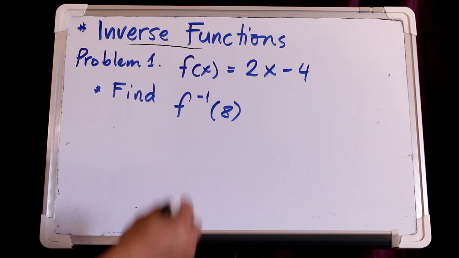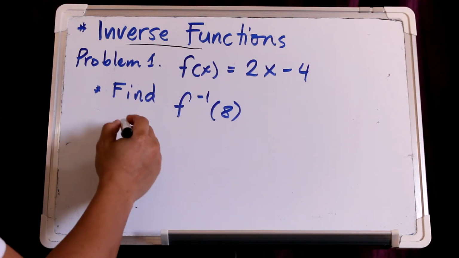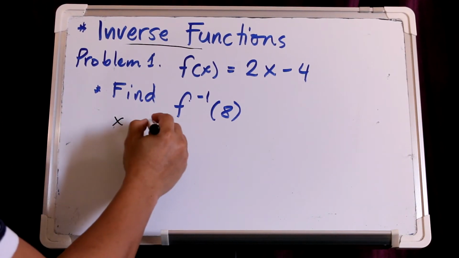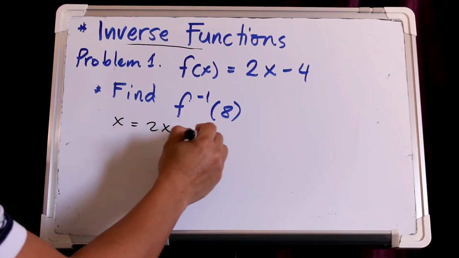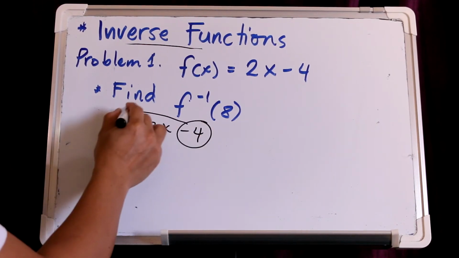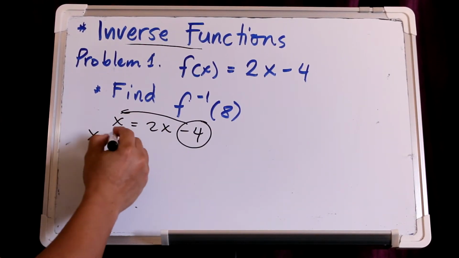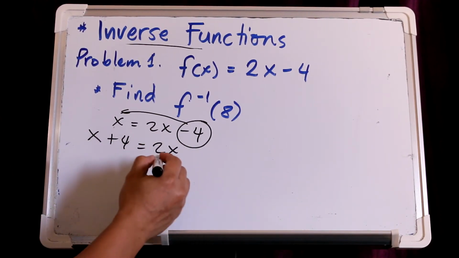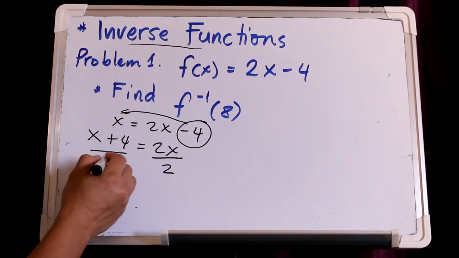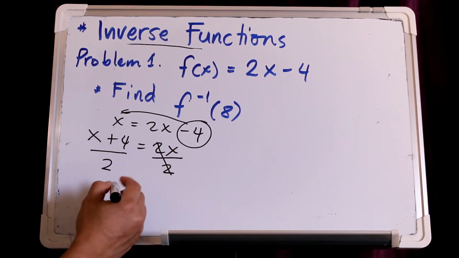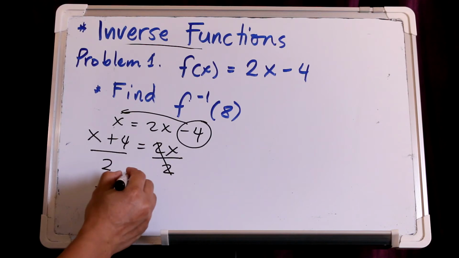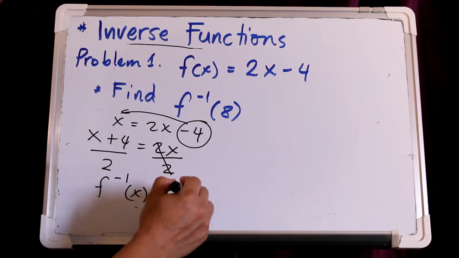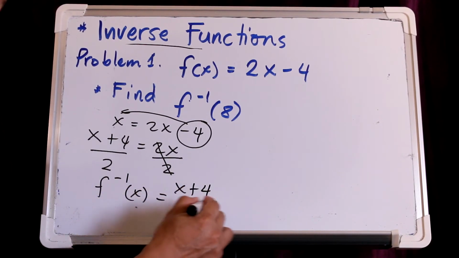So let's start. I'm going to make that an inverse. That means I'm going to have x equals 2x minus 4. Transfer 4 to the other side. That means x plus 4 equals 2x. Then you are going to divide with 2. You will have f negative 1 of x as x plus 4 divided by 2.